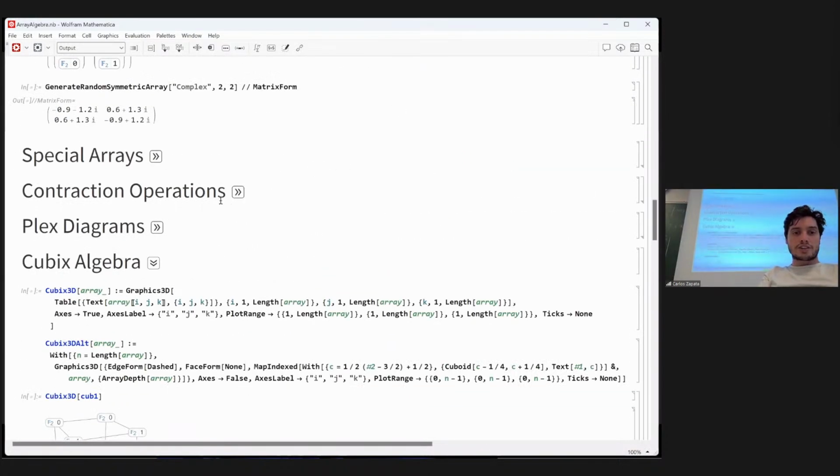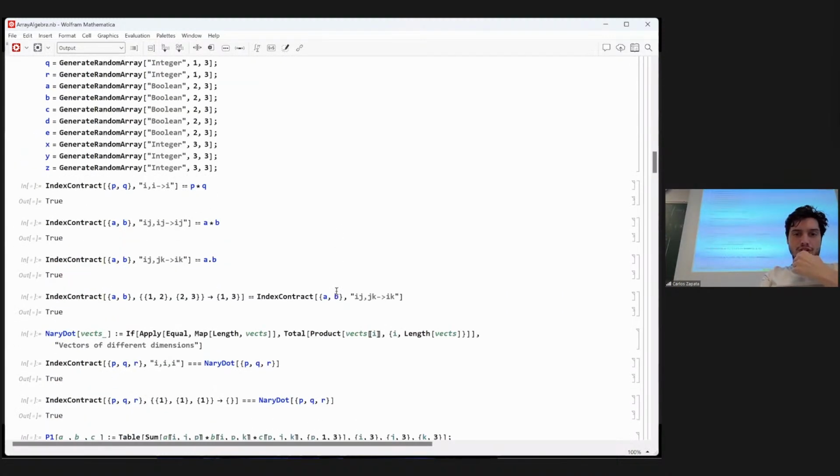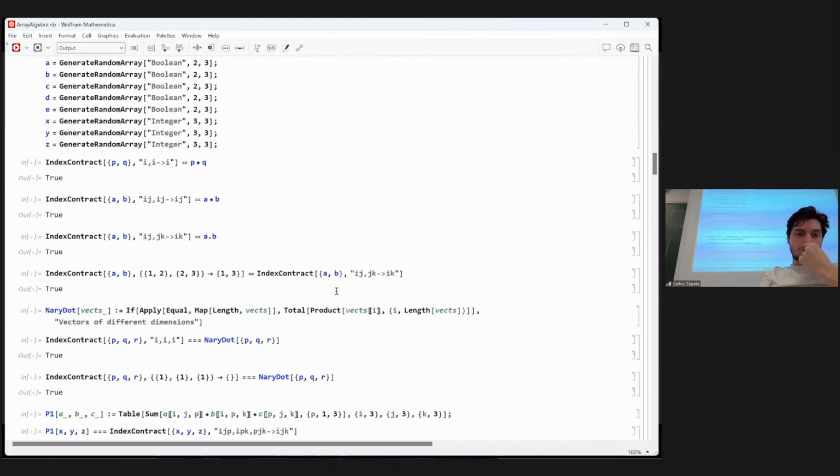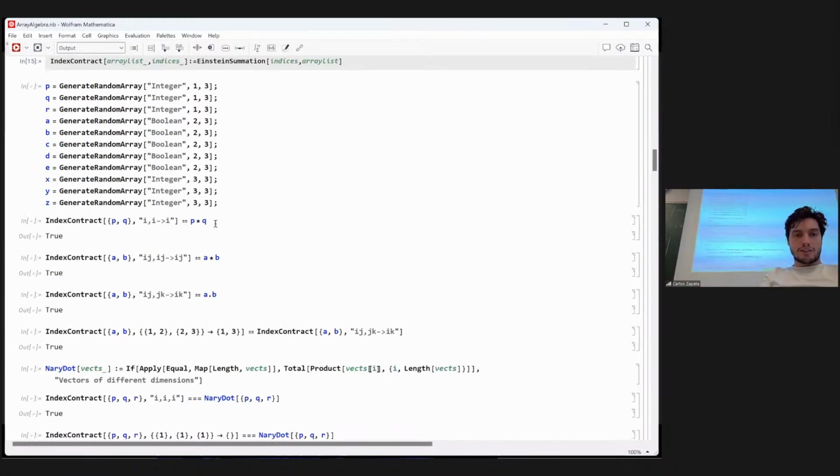This is what I call contraction operations. A contraction operation is a generalization of the dot product or the matrix multiplication product. It's nothing more than that. You can see here that the operation, index contract, basically tells you that you take two indices, then you specify which ones are contracted, and then which ones are kept at the end. In Mathematica language this means Hadamard product, basically a component-wise product. So index contract, when you don't contract, is just Hadamard product.